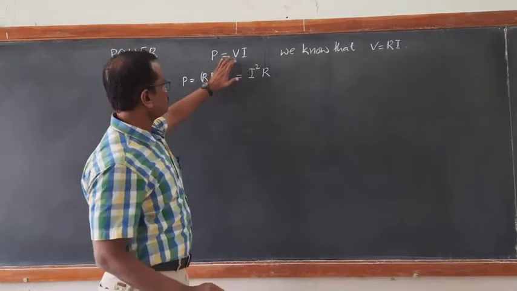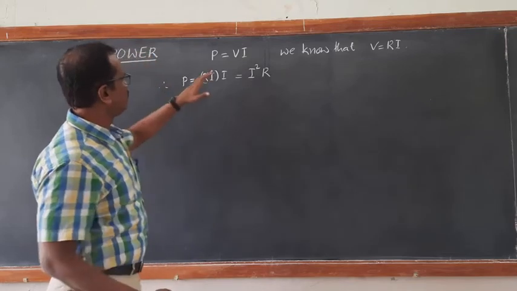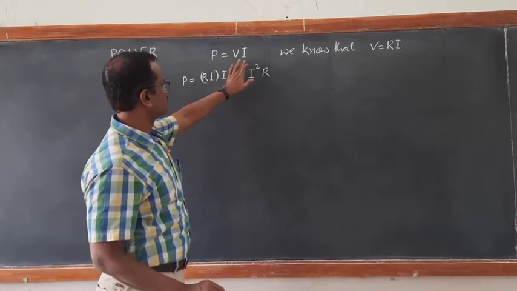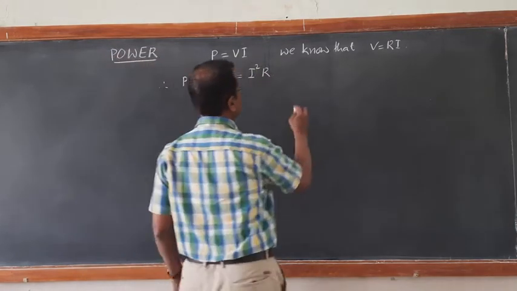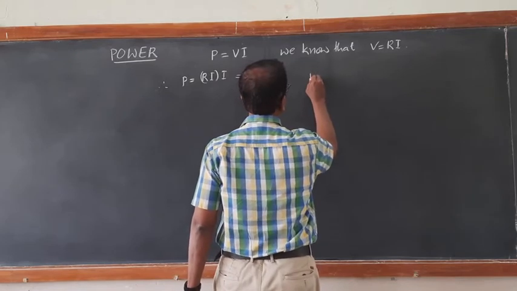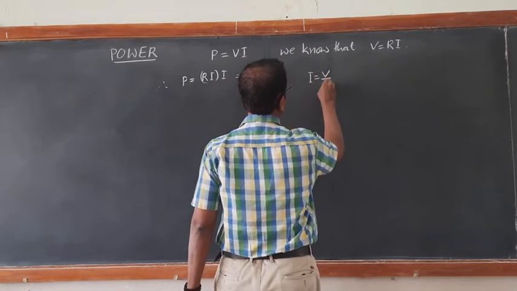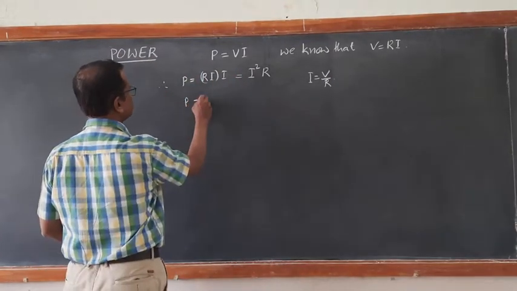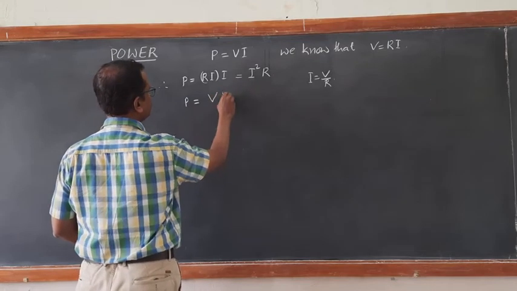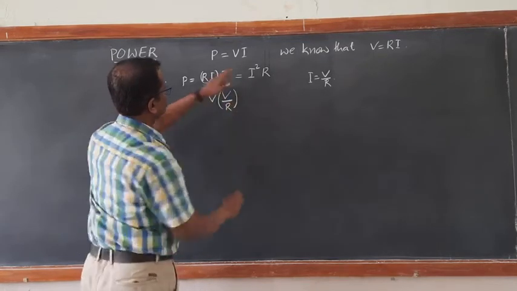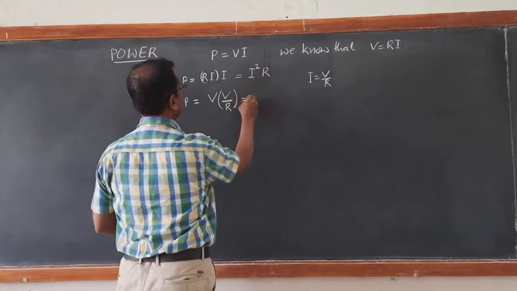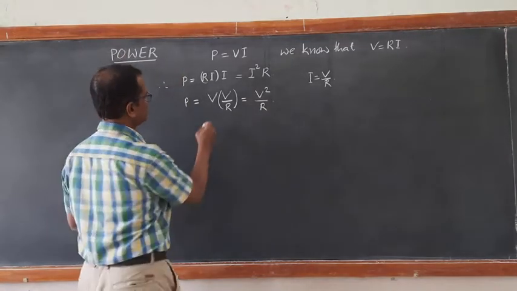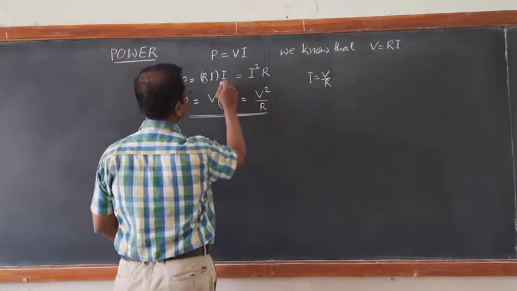If you want to express in terms of voltage, see here, V is equal to Ri. You can substitute I is equal to V by R. If you substitute in terms of voltage, then we can write power P is equal to V into I. That is V by R. If you substitute I, then we get V square by R. Power P is equal to V square by R. These are the two equations which will be helpful while solving the problems.